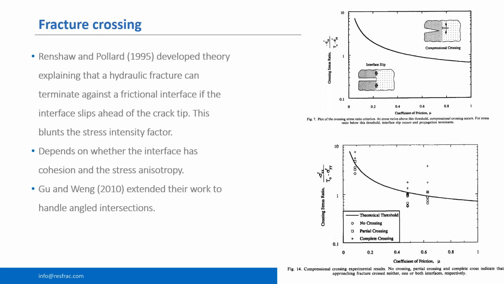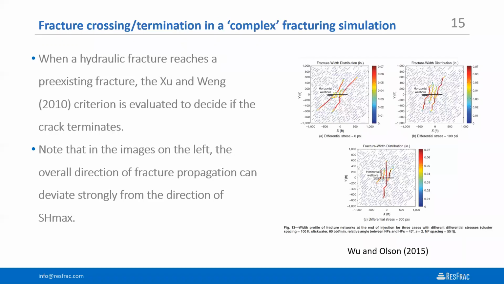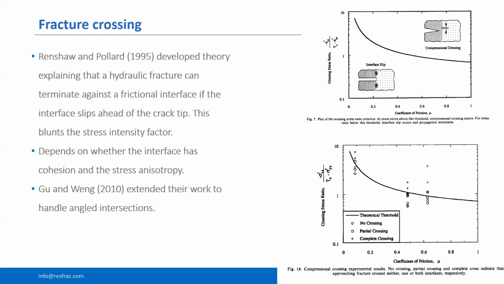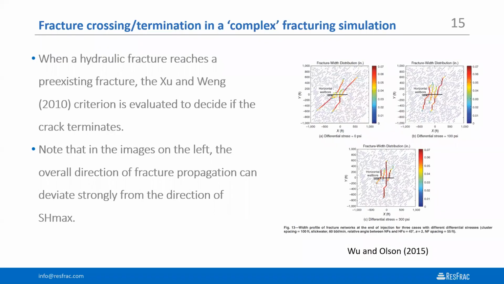It also depends on some other things like stress anisotropy, and Gu and Wing had a really neat paper in 2010 where they extended that work to handle angled intersections. And so this sort of concept is really foundational to the complex fracture network modeling approach.